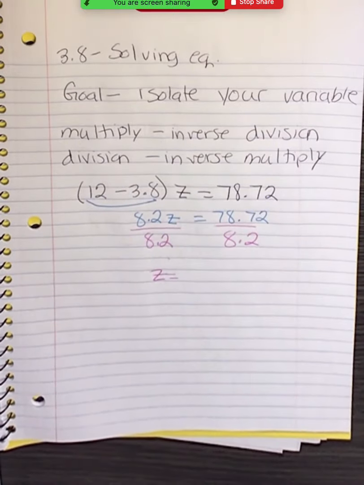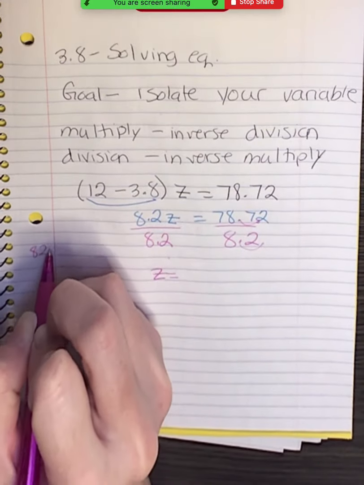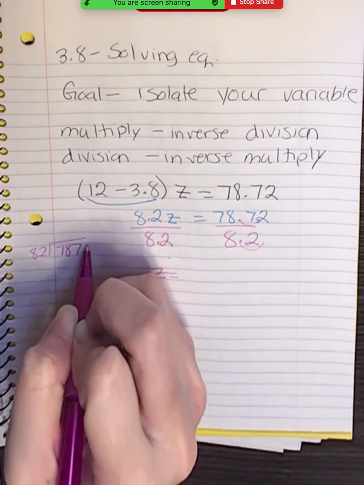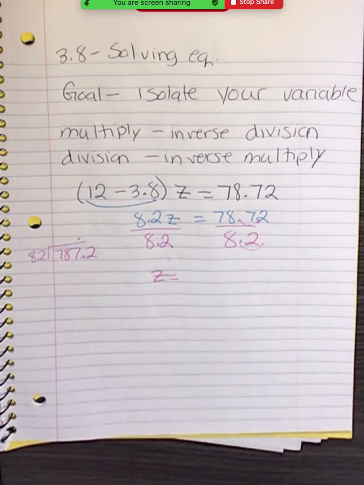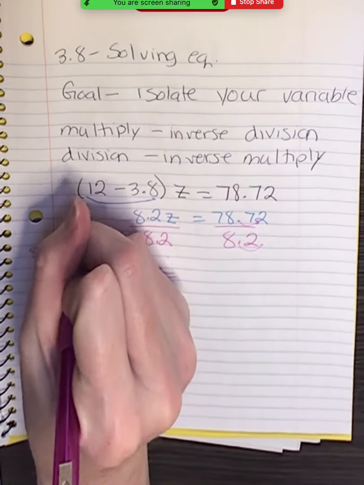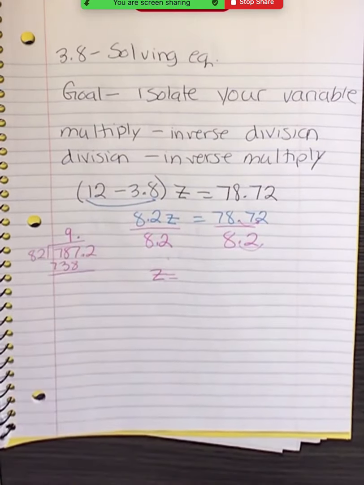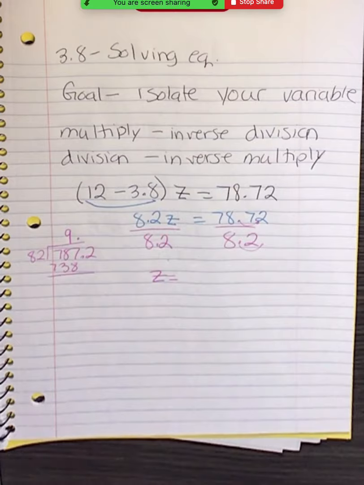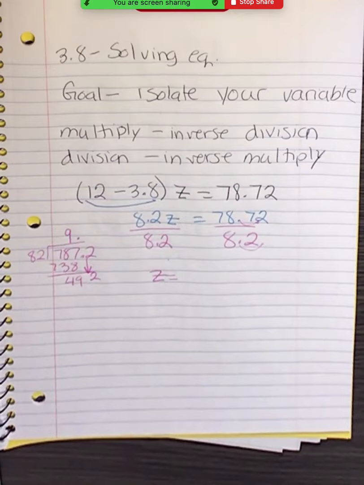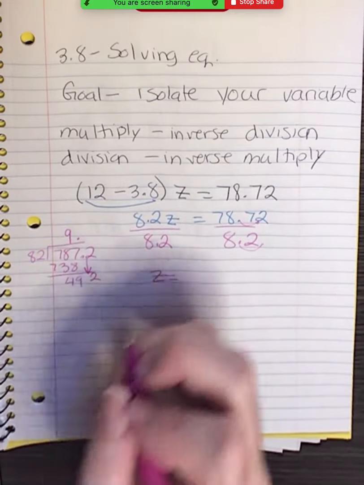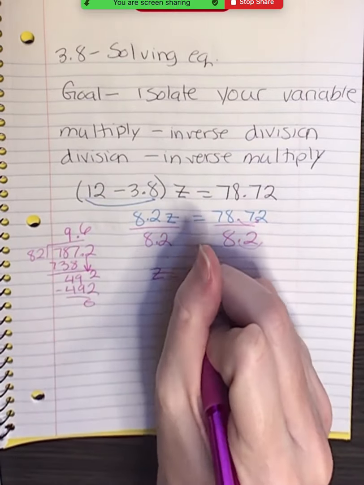Okay, so you divide. So this decimal gets moved over one place in both. So 82 into 787.2. That goes 9 times. And bring down the 2. And it goes 6 times evenly. So Z is 9.6.